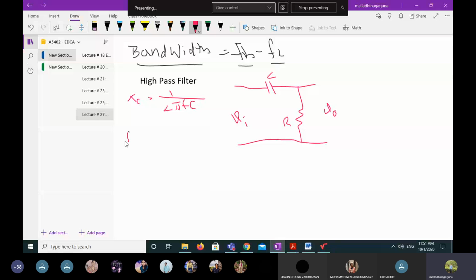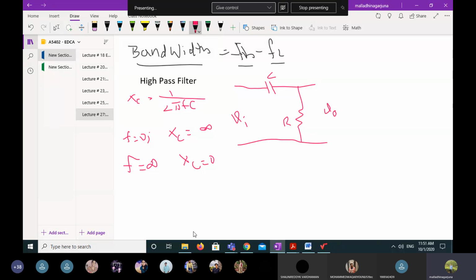If F is equal to 0, what is Xc? If F is equal to 0, Xc becomes infinity. And if F is equal to infinity, Xc is equal to 0. Am I right? Now, just apply these conditions to the circuit diagram. If zero frequency is applied, Xc acts as an open circuit. Infinity means it's an open circuit.